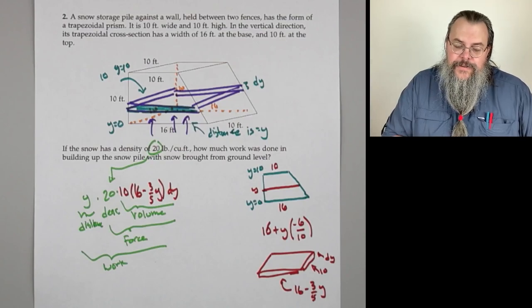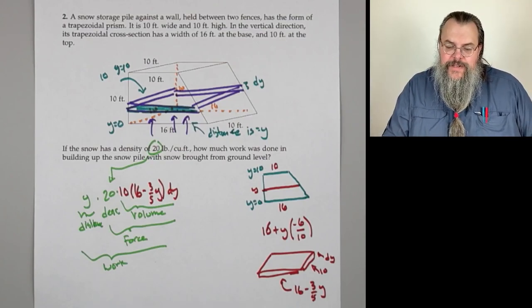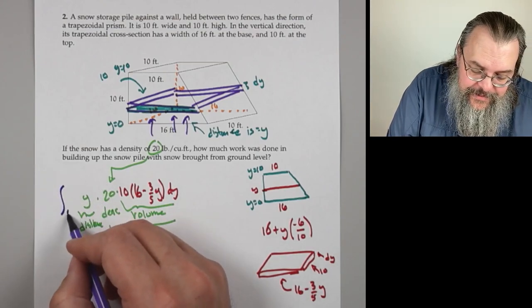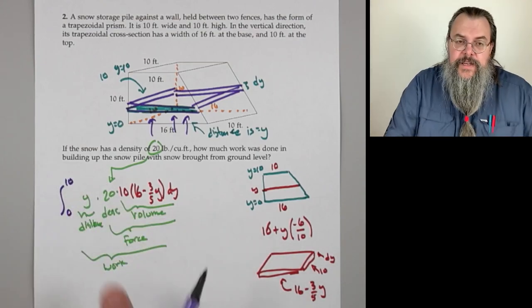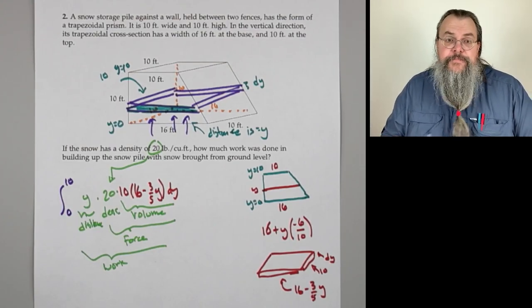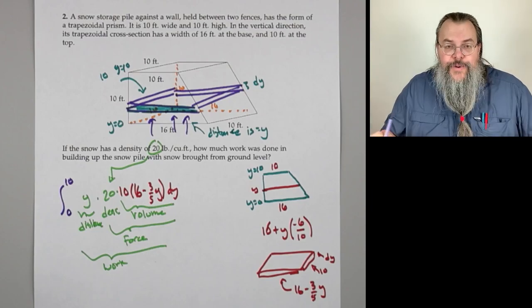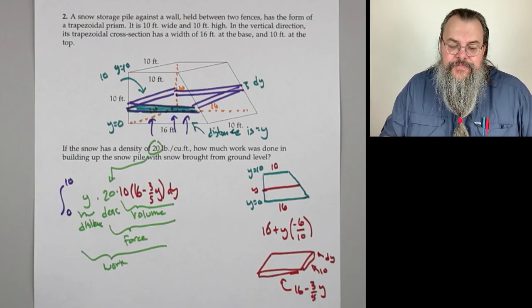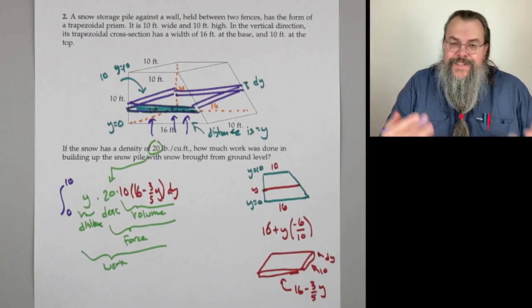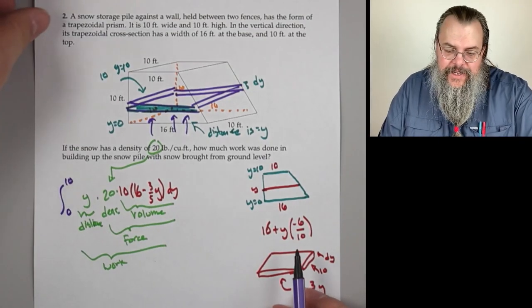Great. So what's the total work? Well, the answer is we move up all the slices. So go 0 to 10. So add up. That's what integration is. Integration is all about adding. And now we're like, good, done with the setup. And we're almost done with the answer, because now we just have to carry out the integral.